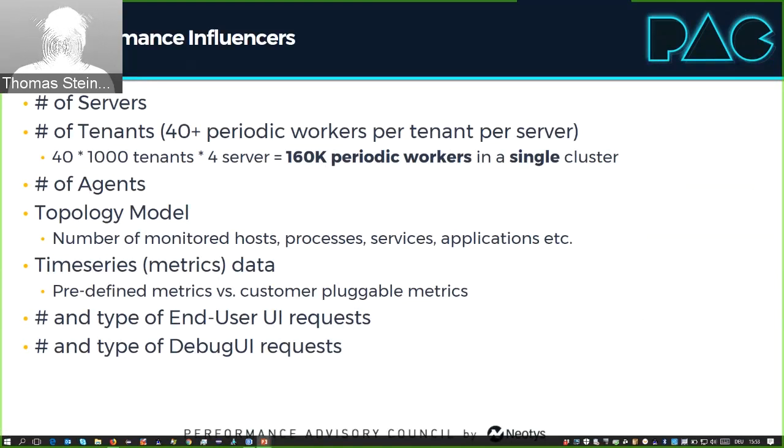Of course, the number of agents, and the kind of topology models. So what is the number of monitored host processes, services, applications, and so on. Of course, the amount of time series data the agents on the customer side are sending to our clusters. A lot of things going on here which might affect us negatively. Of course, also UI requests, and it's not always the number of UI requests, also the type. We have UI requests which are more expensive to deal with on the cluster side. We have others which are more Cassandra bound, for instance. So a few influences here to keep in mind.